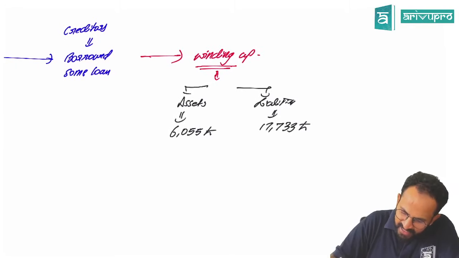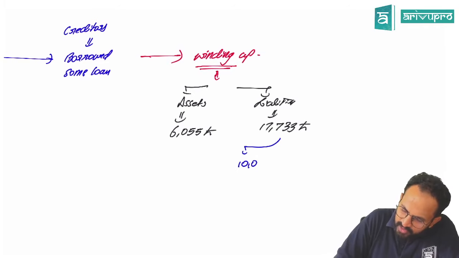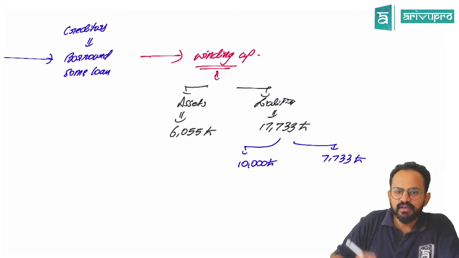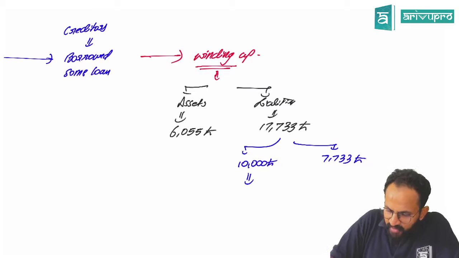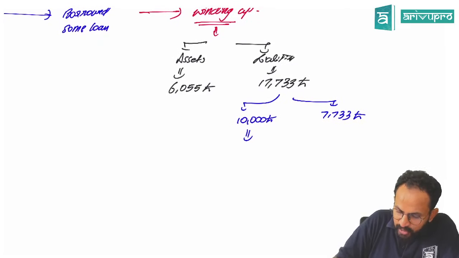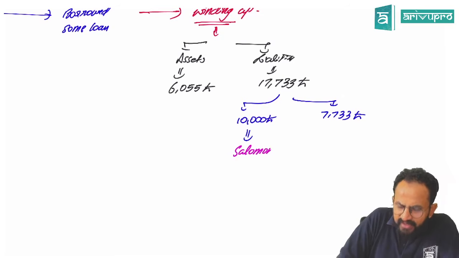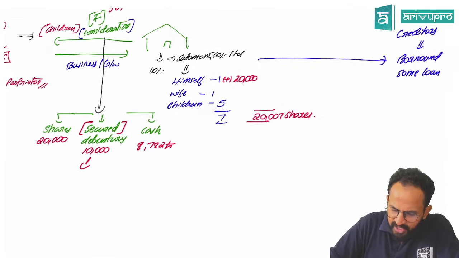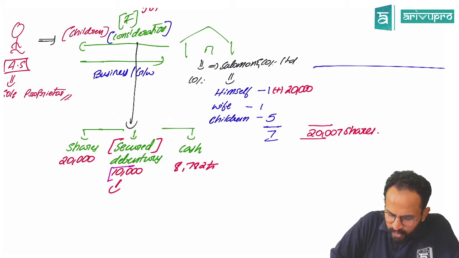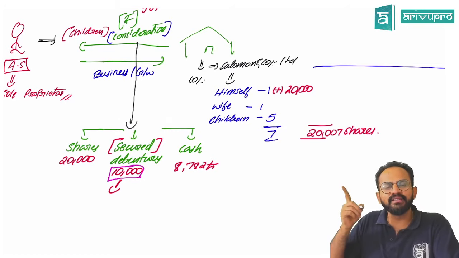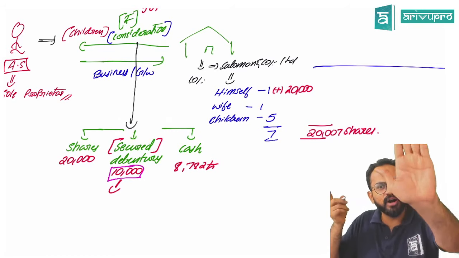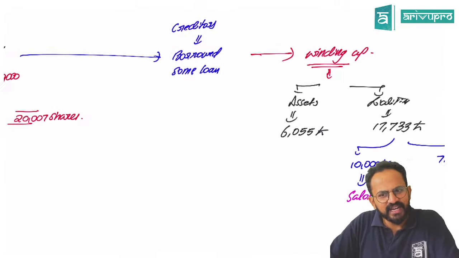Even in these liabilities, there were 10,000 pounds and 7,733 pounds. 10,000 was a debt which the company had to pay to Salomon. Why should they pay? You remember this secured debenture, it is still there. The company has not yet repaid this money. That bond is still there, so any day the company has to pay the 10,000.